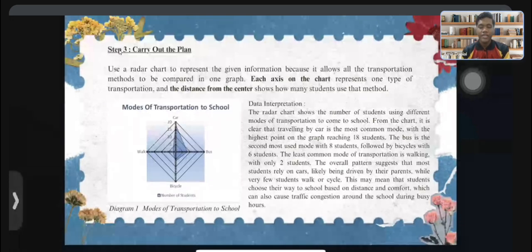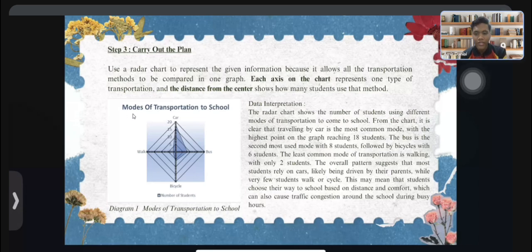Next, step 3, carry out the plan. Use a radar chart to represent the given information because it allows all the transportation methods to be compared in one graph. Each axis on the chart represents one type of transportation, and the distance from the center shows how many students use that method. So, this is my radar chart.